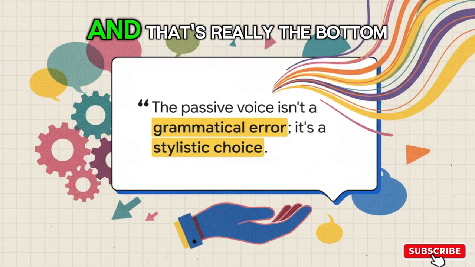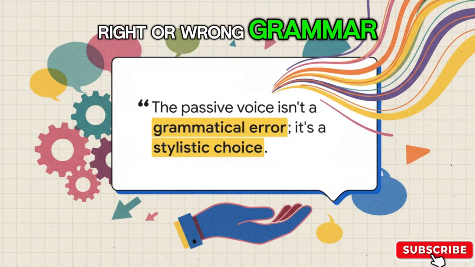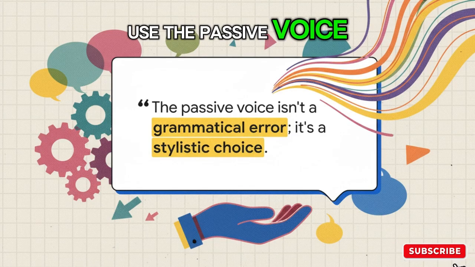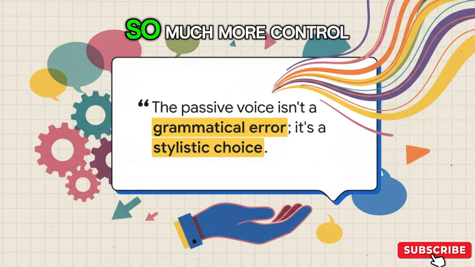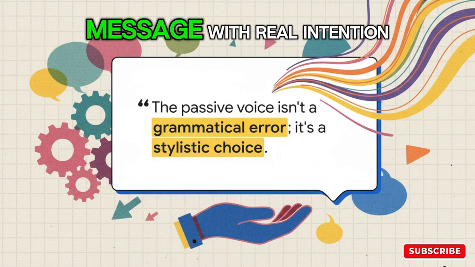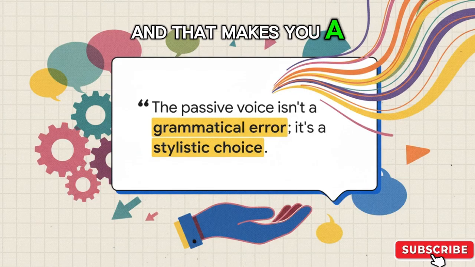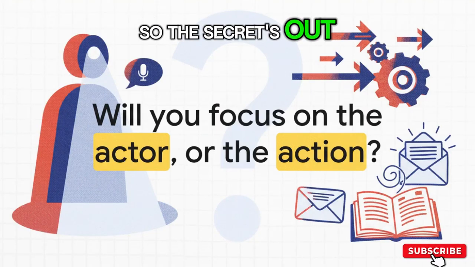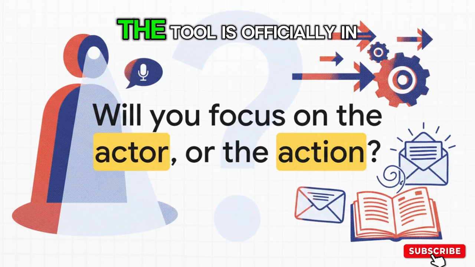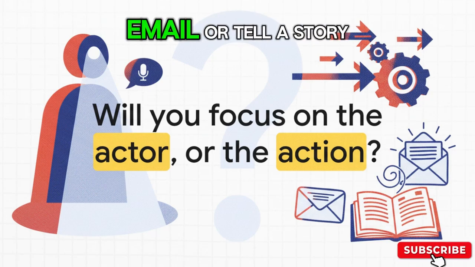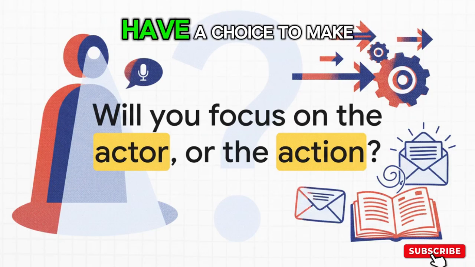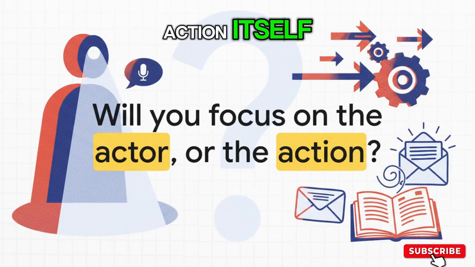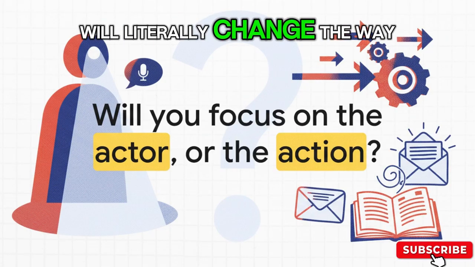And that's really the bottom line, isn't it? This isn't about right or wrong grammar. It's a stylistic choice. Understanding when and why to use the passive voice gives you, the communicator, so much more control. It lets you shape your message with real intention, and that makes you a more effective and persuasive speaker and writer. So, the secret's out. The tool is officially in your hands now. The next time you sit down to write an email or tell a story or give a presentation, you have a choice to make. Are you going to put the spotlight on the person doing the action or on the action itself? The answer to that question will literally change the way you communicate.